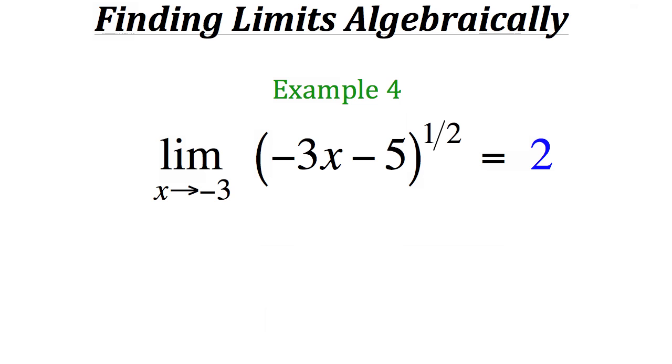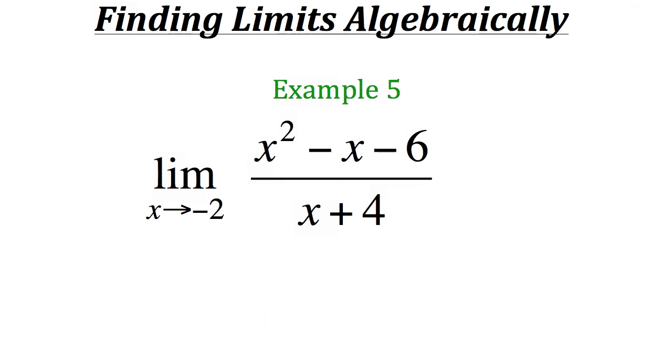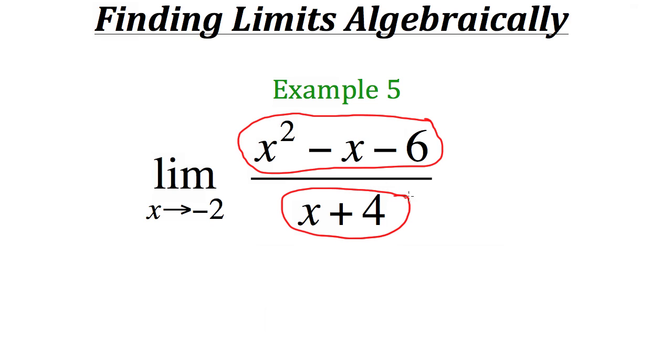Now let's move on to do something a little more complicated. So here with our fifth example, we want to find the limit of x squared minus x minus 6 over x plus 4 as x approaches negative 2. Well, the way that we could do this algebraically is to first find the limit of the numerator and then find the limit of the denominator. And then from there, take that top limit and divide it by the bottom limit. And that will ultimately give you the limit for this entire function.